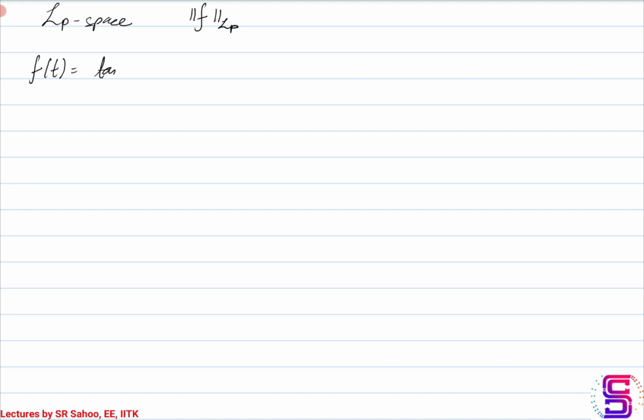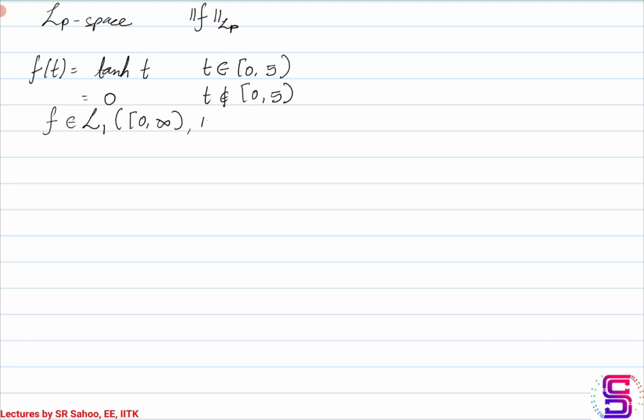Okay, so let's take an example. Suppose f of t is tanh of t for t in the interval 0 to 5, and 0 when t is not in the interval 0 to 5. Suppose this is it, and we want to see if f belongs to the L1 space, where f maps 0 to infinity to R. So we want to check this.